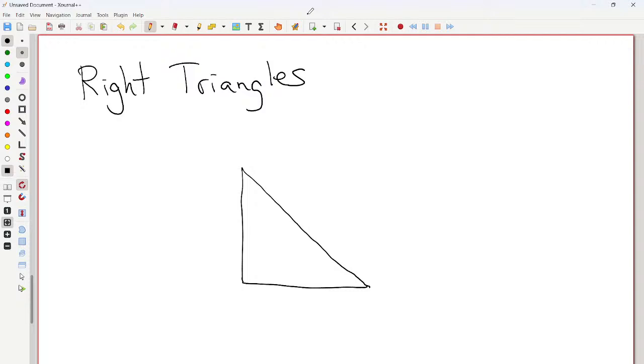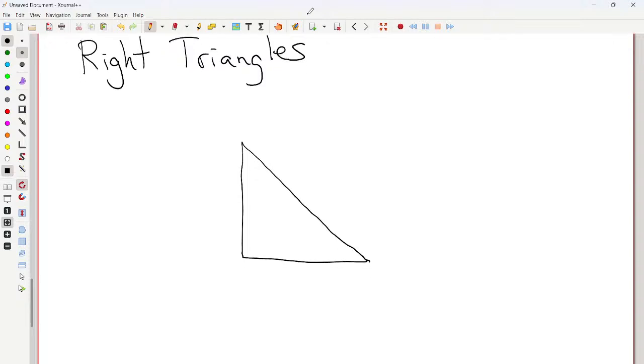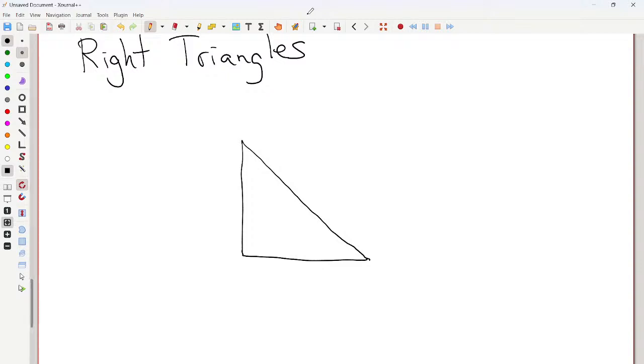That sharp, pointy corner is called an angle, specifically a 90-degree angle. Sometimes we use this half square symbol to show that it's a right angle. And that's what a right triangle is, the end.